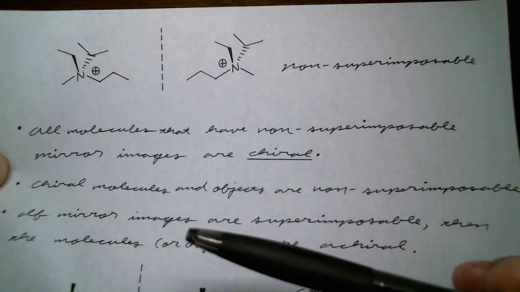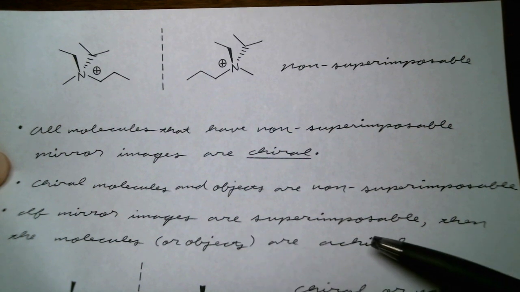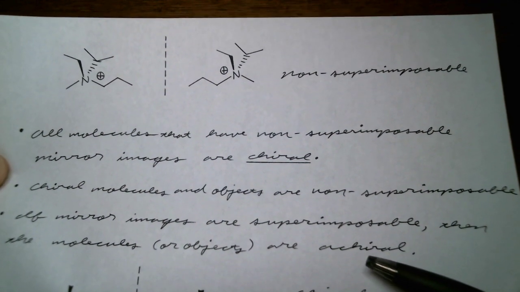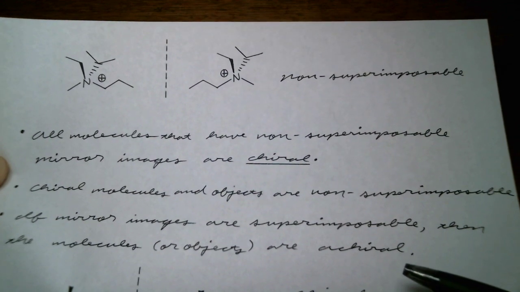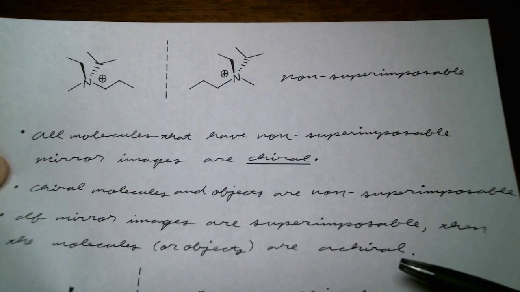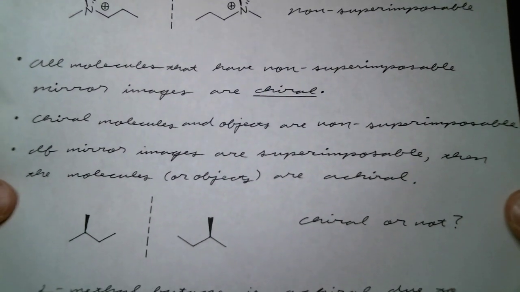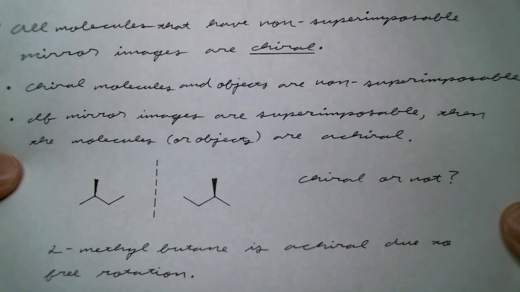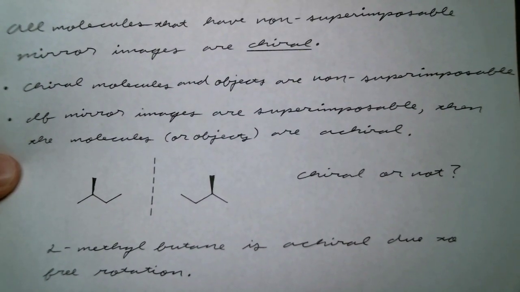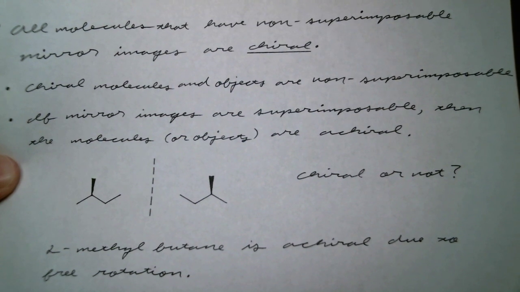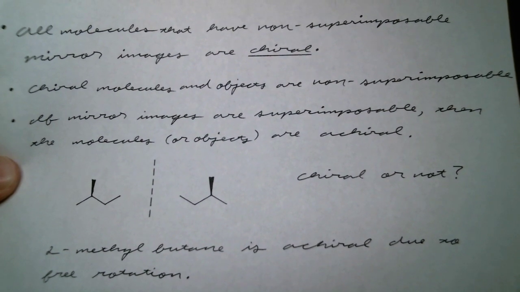If mirror images are superimposable, then the molecules or objects are achiral, so they are without chirality. So those are important definitions. One can do some tests again. So how about this 2-methylbutane? Is it chiral or not? Well, 2-methylbutane again is achiral due to free rotation.